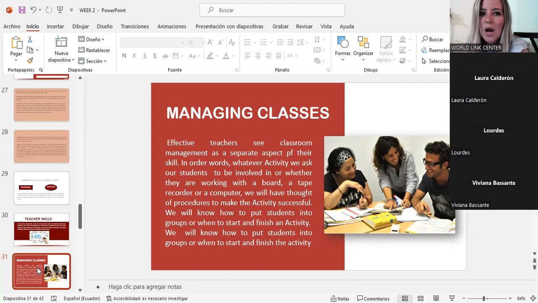We will know how to put a student into groups, or when to start and finish an activity. So effective teachers are prepared, jump right into the lesson with enthusiasm. Okay, you have to be enthusiastic.